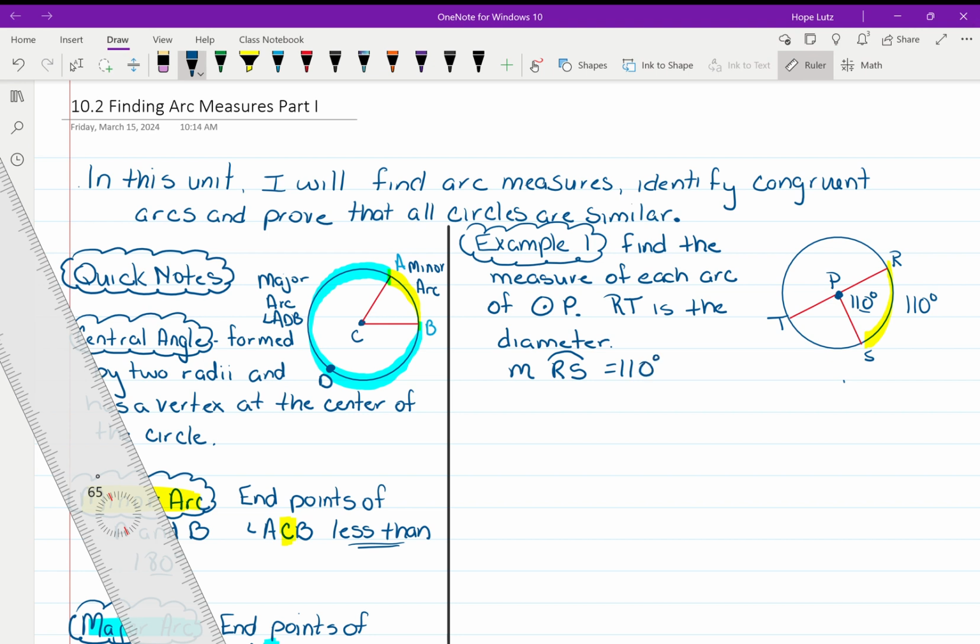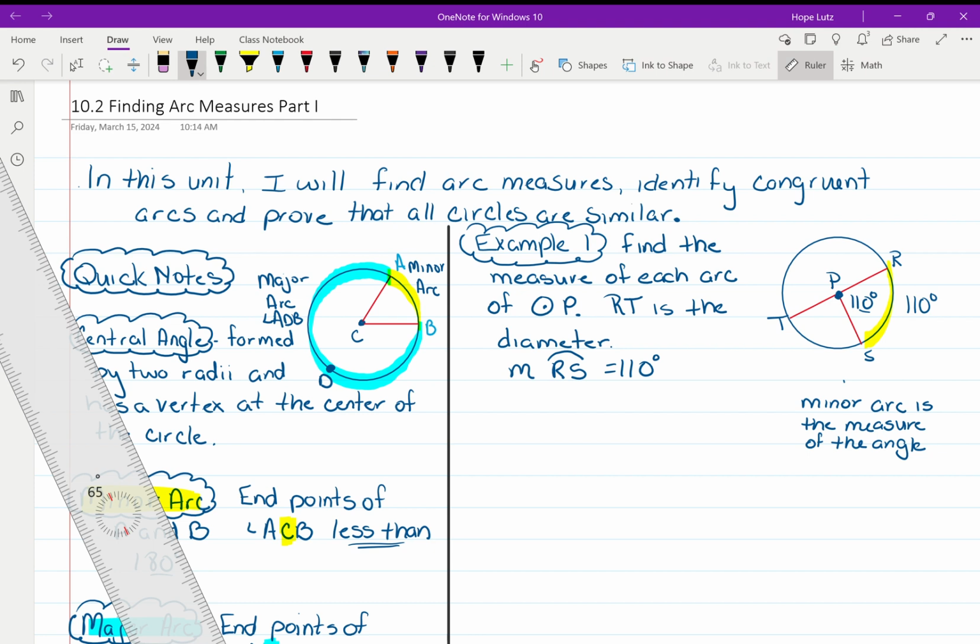So the rule for the measure of an arc, a minor arc, so we're going to put the note over here, minor arc is the measure of the angle. So that makes it very, very easy.